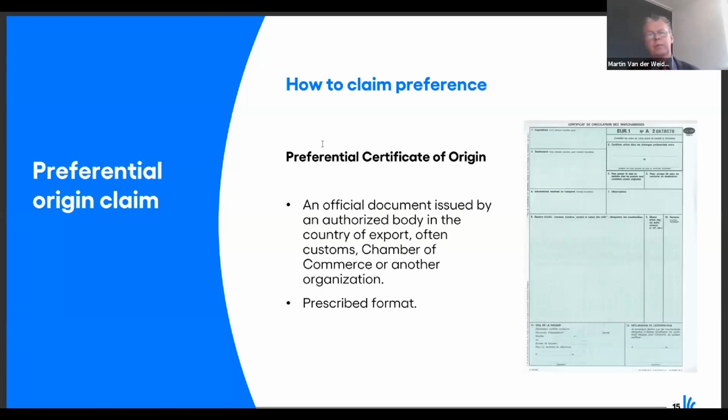All right, first one, a preferential certificate of origin. It's an official document. And what you do, you go to the authorized body in the country of export and you apply for a certificate of origin. This is an example of a free trade agreement within the European Union. Most of these preferential certificates of origin do have the same look and feel.